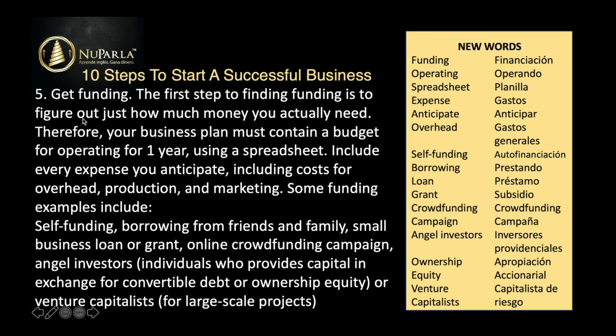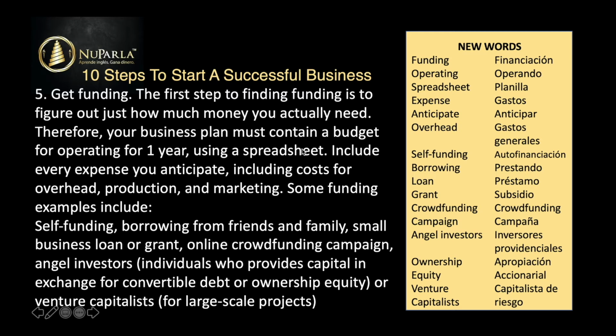Muy bien. Number 5, get funding. Obtén el financiamiento necesario. The first step to finding funding is to figure out just how much money you'll actually need. Hay que saber con cuánto dinero cuentas tú, con cuánto dinero tienes que levantar, y por eso es indispensable tener el business plan, el plan de negocio. De hecho, ningún banco te va a poder soltar nada de dinero si no tienes un plan de negocio bien cabal, bien clarito.